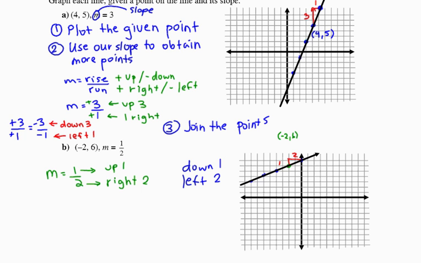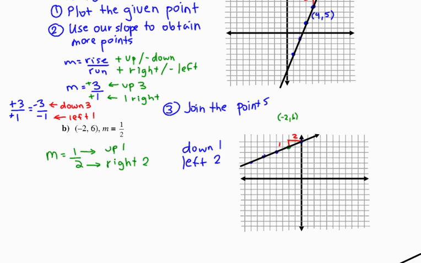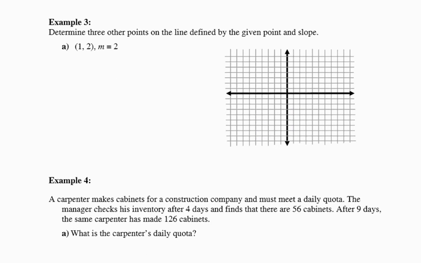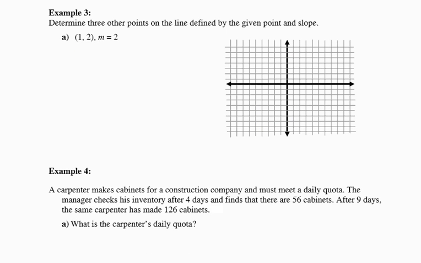Okay, next page. Determine 3 other points on the line defined by the given point and slope. Okay, so we want to find 3 other points. So what's our first step? Put the coordinate on the graph. What's our coordinate? When x is 1, y is 2. So plot that guy first.